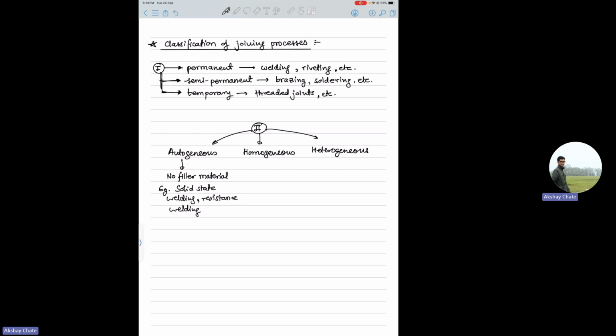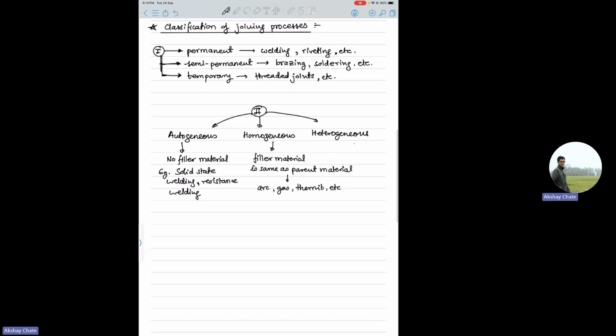Homogeneous means the filler material is the same as the parent material. By parent material, I mean the materials that are being welded. So when you weld two materials of the same type using a filler, which is also of that same material, it is called homogeneous welding: arc welding, gas welding, thermite, etc. So there are different types. We'll see, but there could be many also.